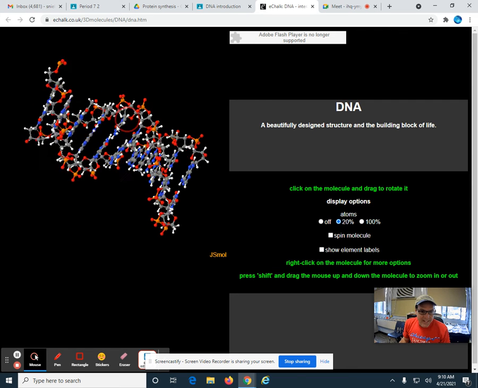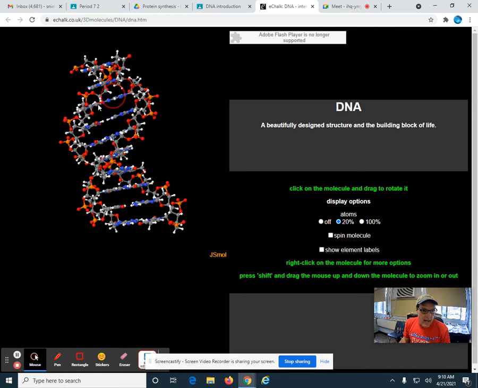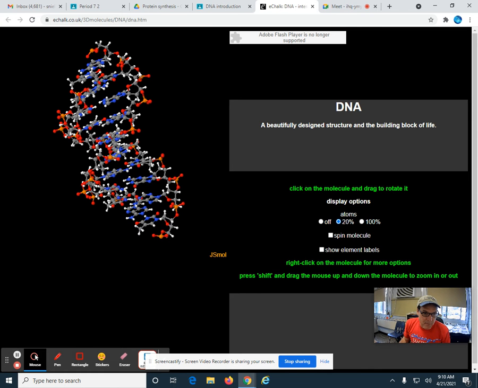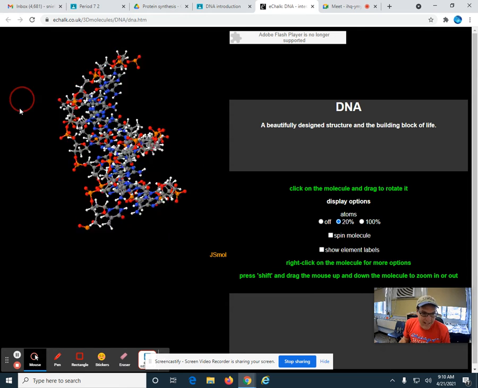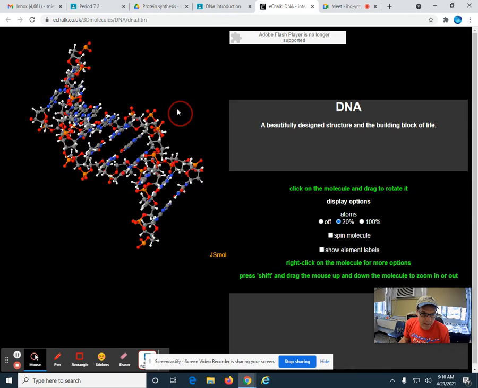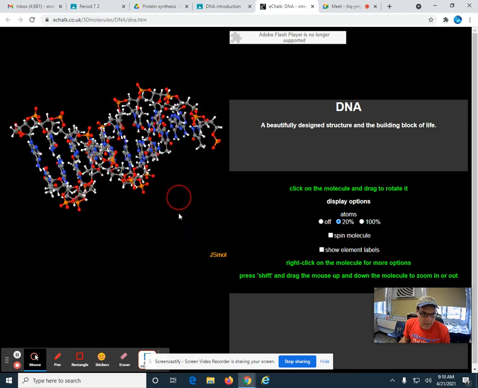So, DNA stands for deoxyribonucleic acid. And deoxyribo means this backbone sugar here. Okay, it's a sugar. These little orangey red things out here are the sugars. By the way, this is the molecular structure of what DNA looks like. And what's really nice is you can really pivot around and get a good three-dimensional view of what's happening here.